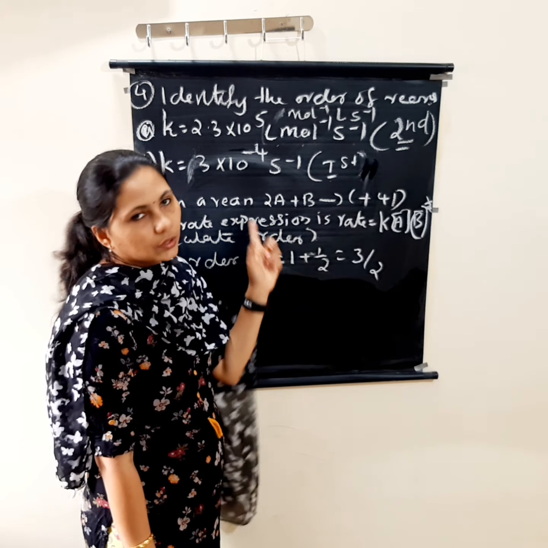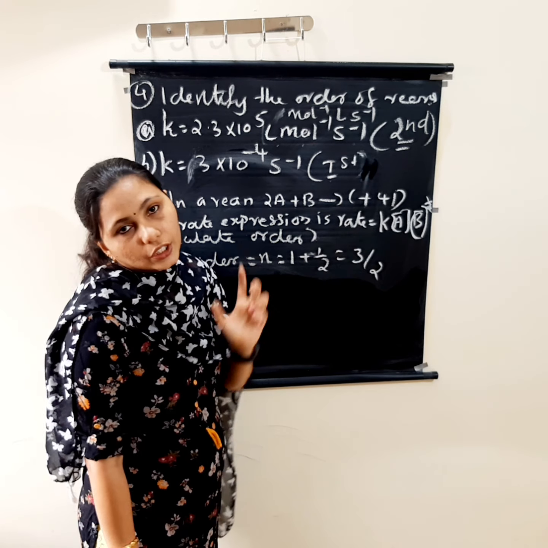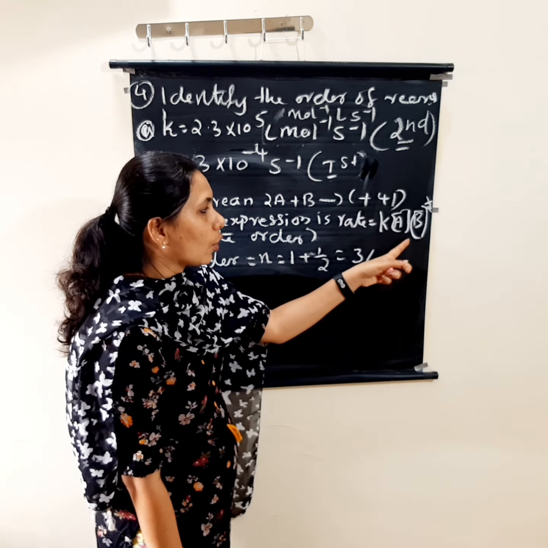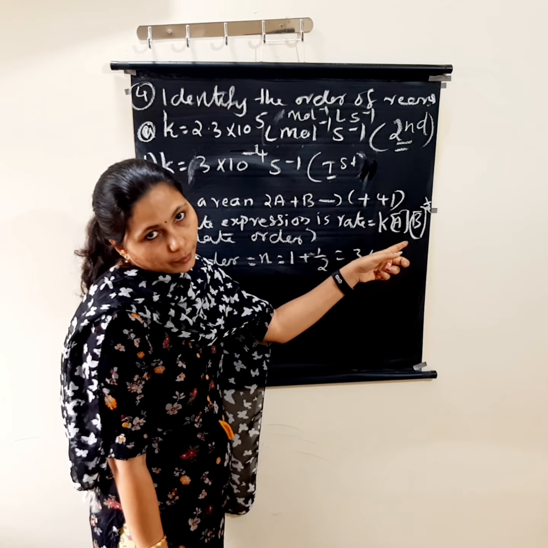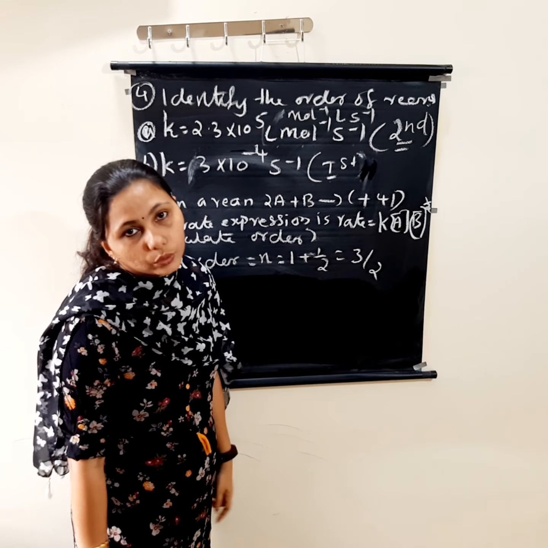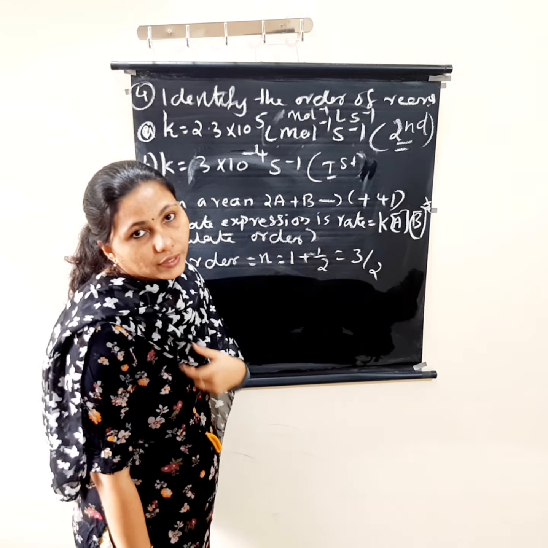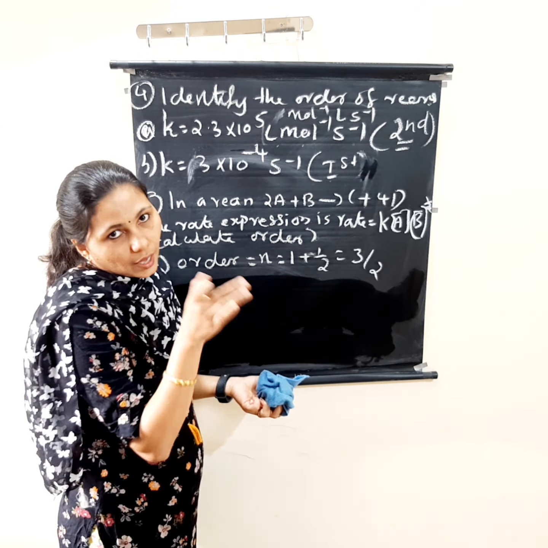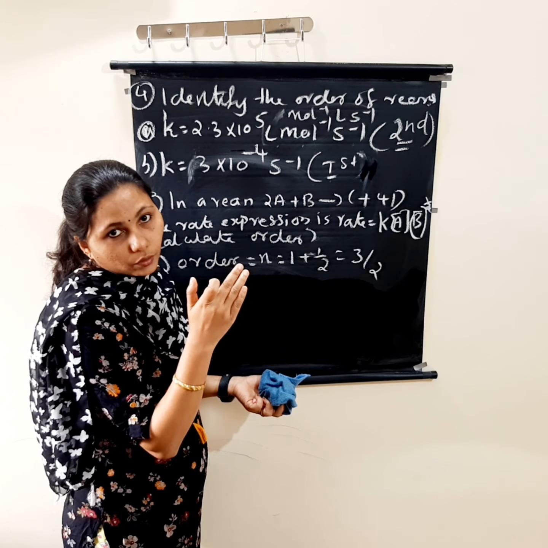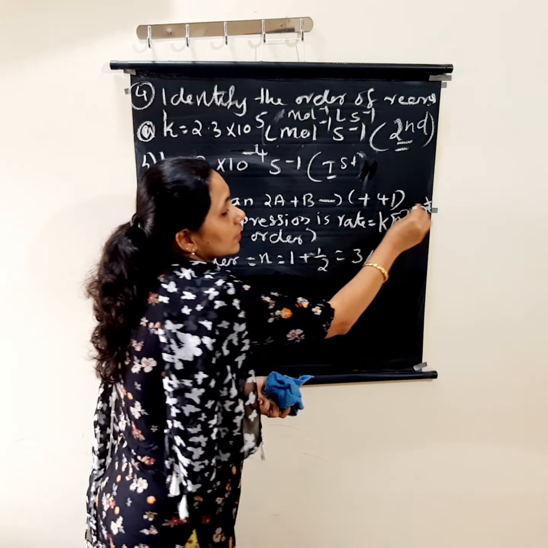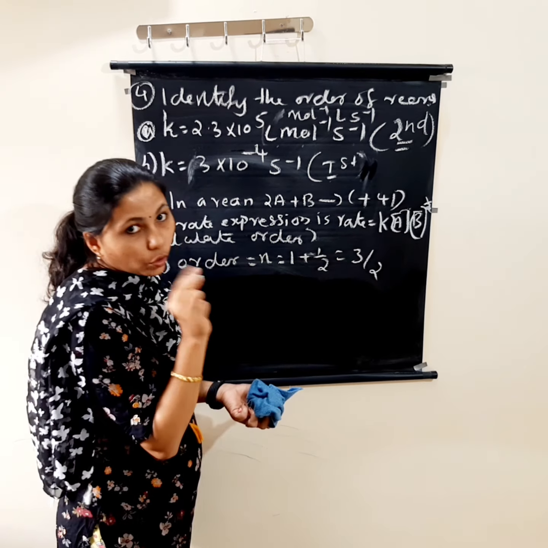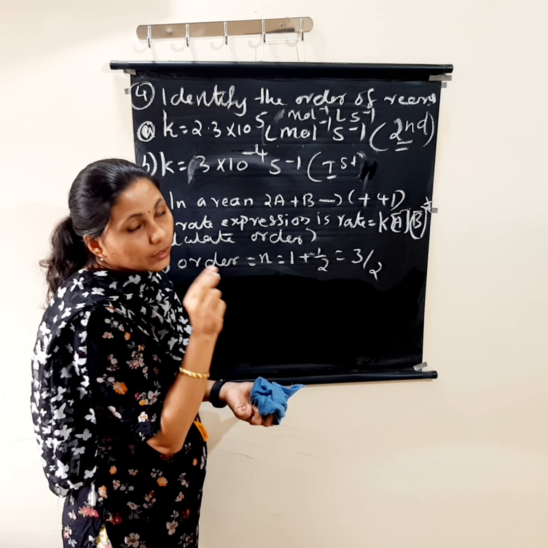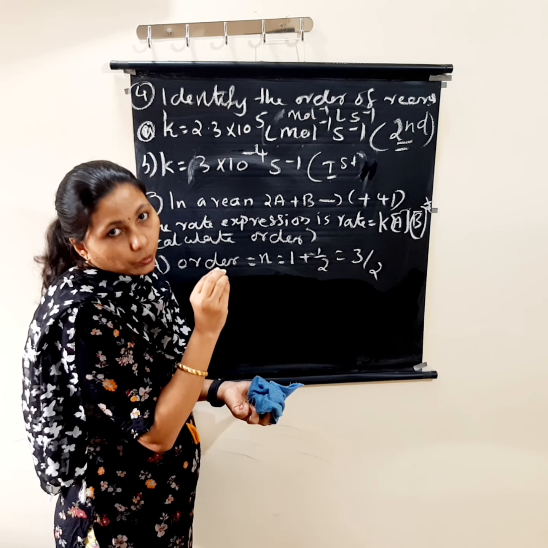Here, according to this reaction, they have given rate equal to K into concentration of A into concentration of B raised to 1 by 2. So you have to calculate what? The order of the reaction. So, what is order? It is the sum of the exponents. It is the sum of the powers. This power sum is known as order. In a reaction, it is the sum of the exponents.